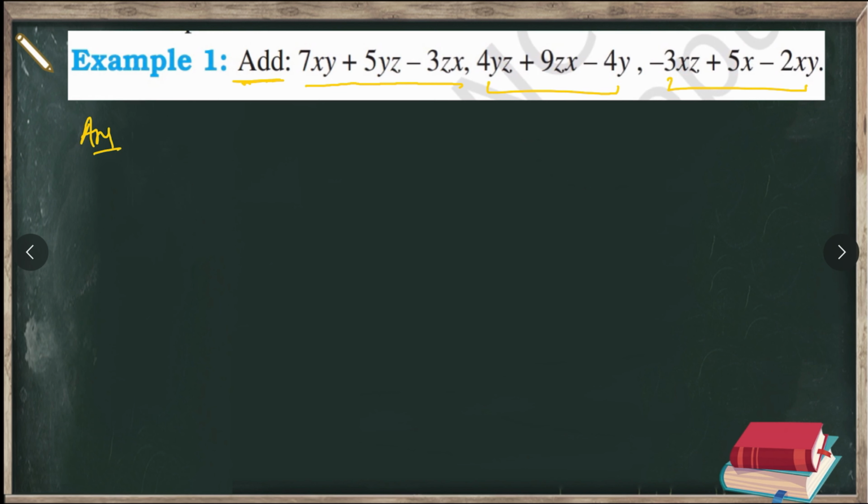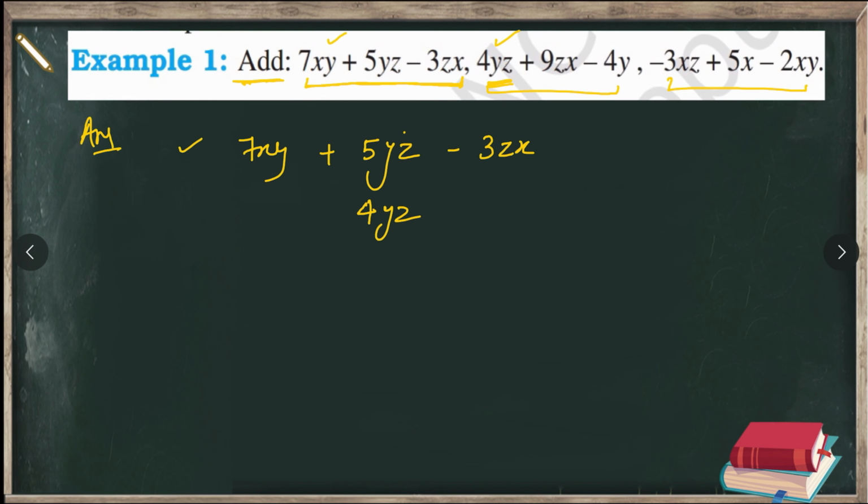Now understand how we are going to solve this. First we will write the terms of the first expression. So we have here 7xy, then plus 5yz, and minus 3zx. So these are the three terms of the first expression. Now we look at the terms of the second expression. The first term is 4yz. Now we'll look for the terms in the first expression which have yz. Here we have yz, so we are going to write this term below this one. So we'll write 4yz below 5yz.